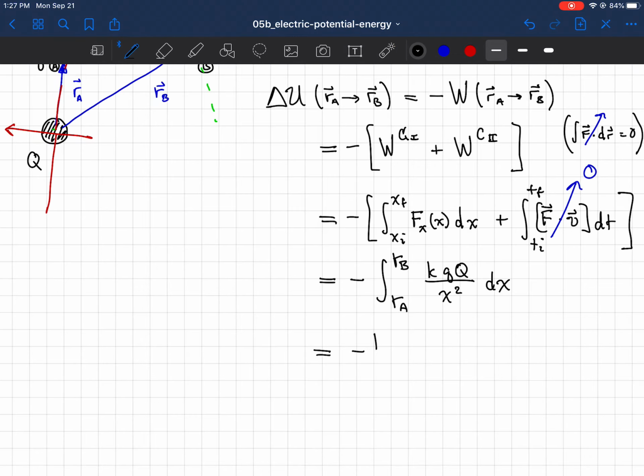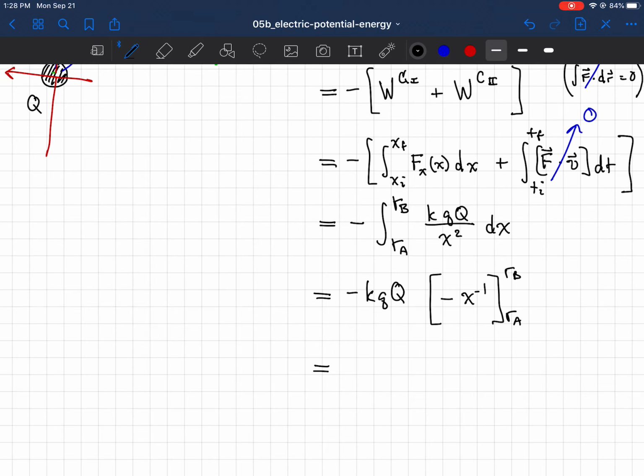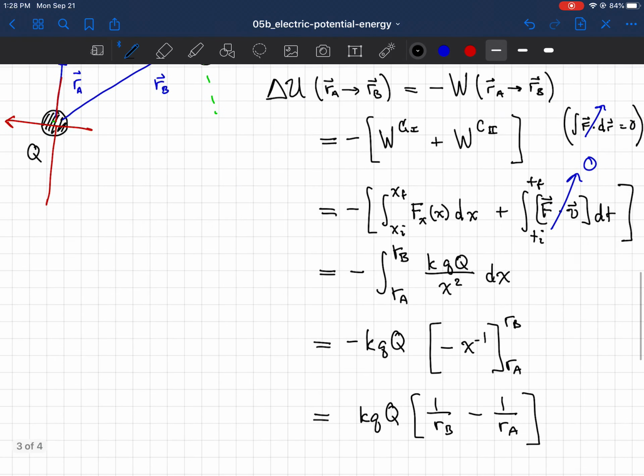Okay, now we can calculate. So we have minus kqq, we have minus kqq here, and then we have the integral from RA to RB of 1 over x squared, but that's just going to be minus x to the minus 1 from RA to RB. The minuses cancel out, and you get kqq times 1 over RB minus 1 over RA. So that is the expression for the potential energy difference between point A and point B.